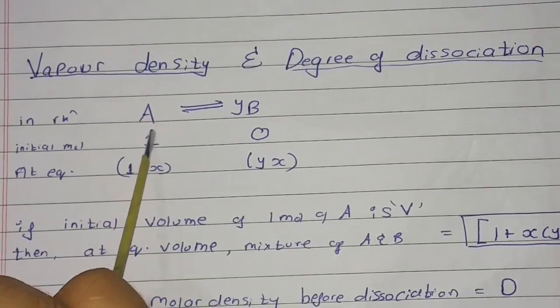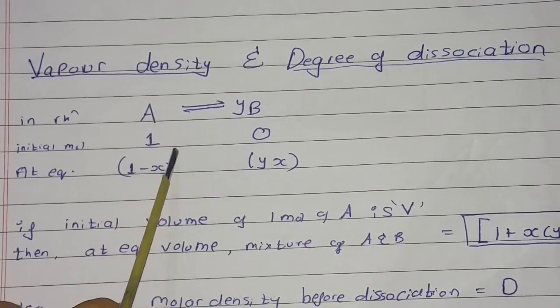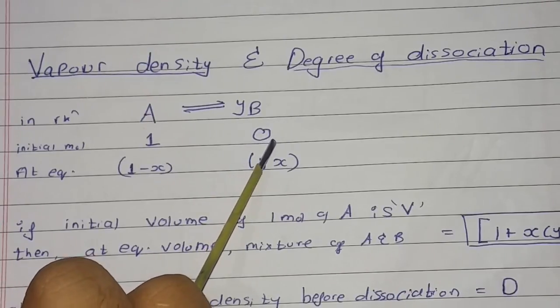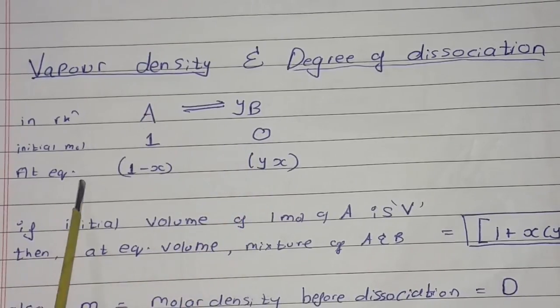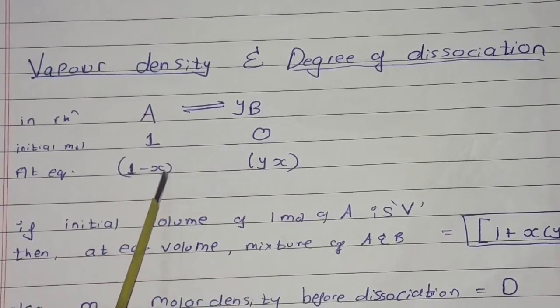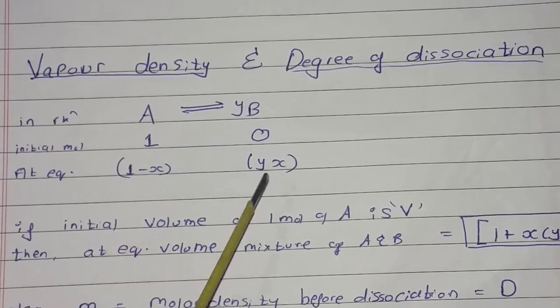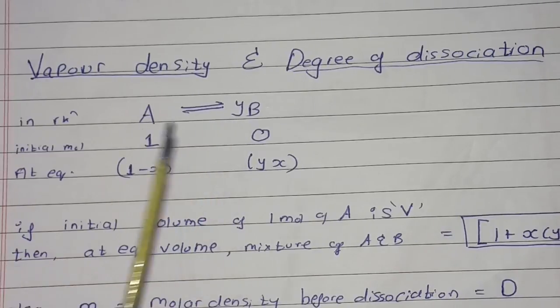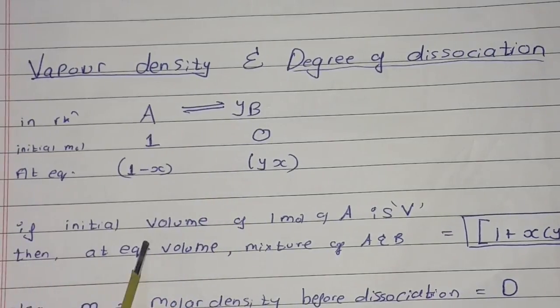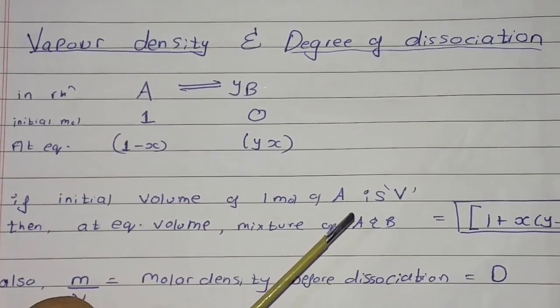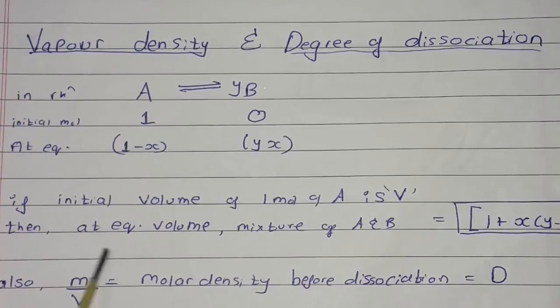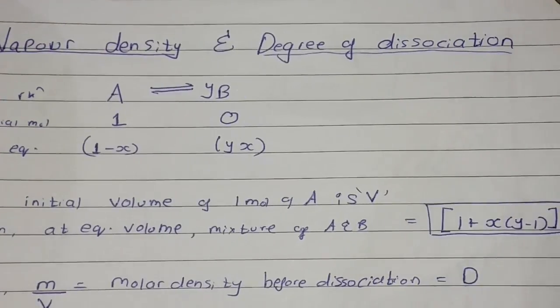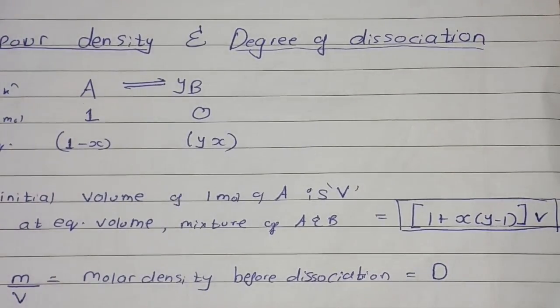In a reaction where A gives y moles of B, the initial moles of A is 1 and B is not yet formed, so it's 0. At equilibrium, we can say 1 minus x, something decreases here, and this becomes yx, since y is its initial number of moles. So yx. If the initial volume of 1 mole of A is V, then at equilibrium the volume of the mixture of A and B would be 1 plus x times (y minus 1) V.